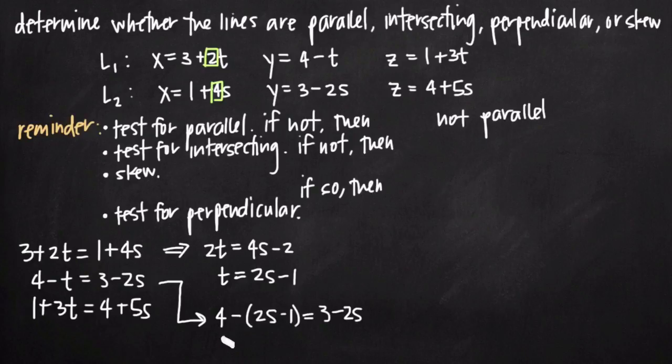So what we're going to get is 4 minus 2s plus 1. We get minus a negative 1 is plus 1 equals 3 minus 2s. Now, if we add 2s to both sides and we consolidate our constants on the left-hand side, over here on the left we've got 4 plus 1, which is 5. We subtract 3 from both sides and we get 2 on the left-hand side for our constants.